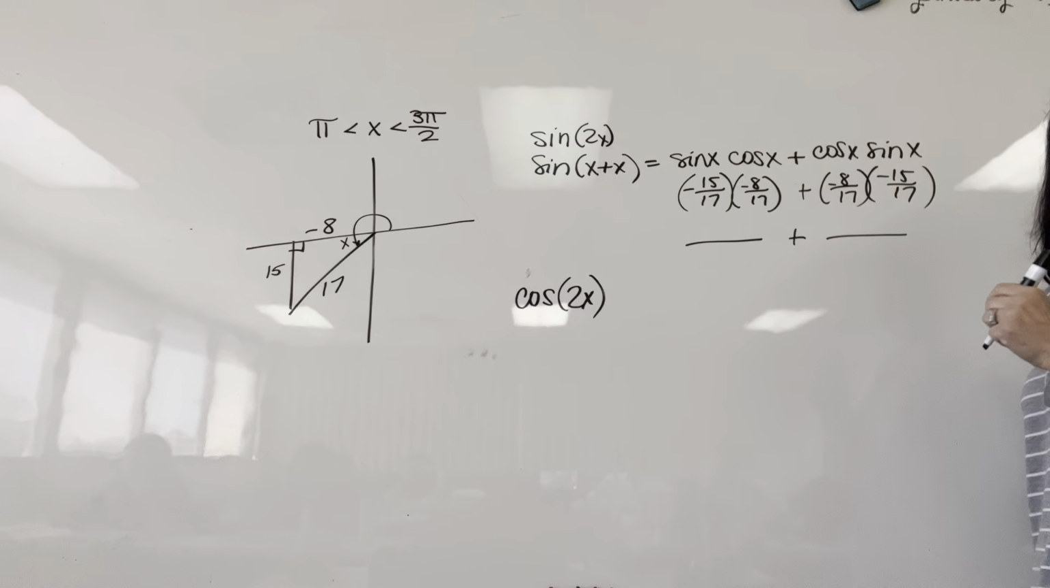What's 8 squared? 64. 15 squared. 225? What's 64 minus 225? I know it's negative 161. Cosine of the double angle is negative. The cosine is negative in the second quadrant. So we have actually confirmed that. Make sense?